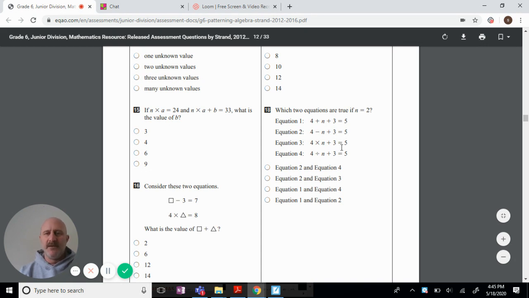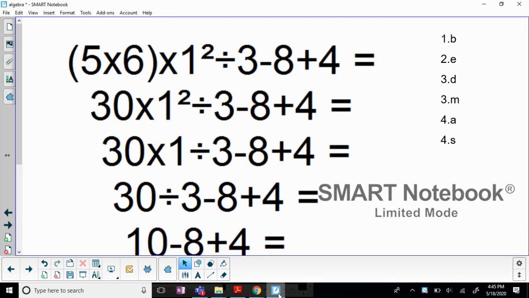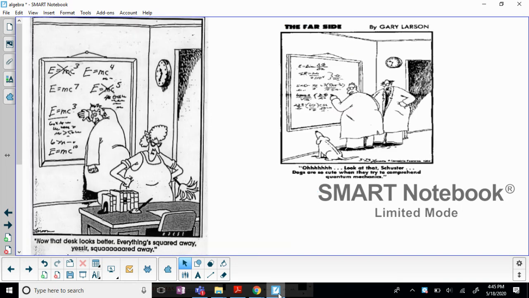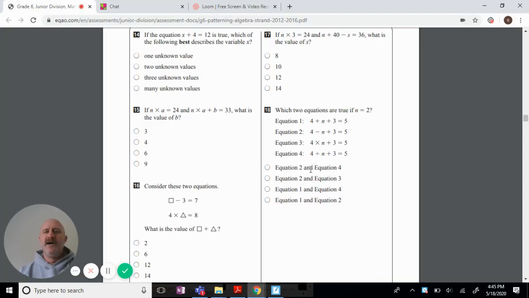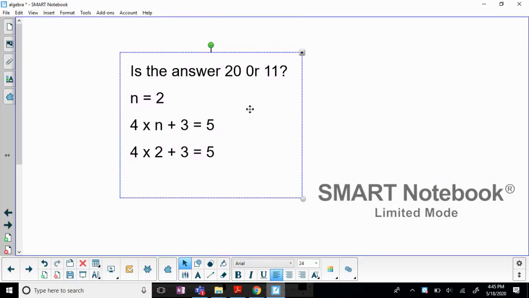So let's just take a look at one more. Equation 3, it says 4 times n plus 3 equals 5. Okay? So let's take a look at that one. Now, I'm going to cheat. I'm going to tell you right away, it doesn't equal 5. So remember, they're asking you for this question, which two equations are true if n equals 2? Well, they give you 2 choices here. So a couple of them don't equal 5. And this is one of them. This does not equal 5.